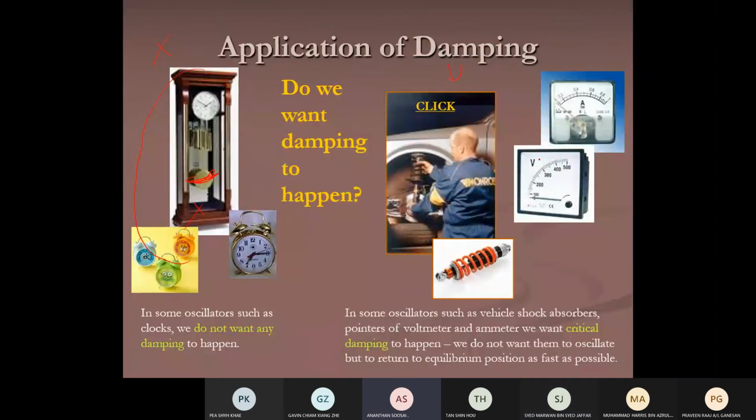The voltmeter and ammeter used in the lab, when the needle goes to one side to give a reading, inside there is a spring tightening it. If it's not damped, the spring inside will start to oscillate. So the needle can vibrate up and down because the spring is compressed and it will be oscillating. So it needs to be damped. So of course, the conclusion is what? Sometimes we want damping, sometimes we don't want damping.